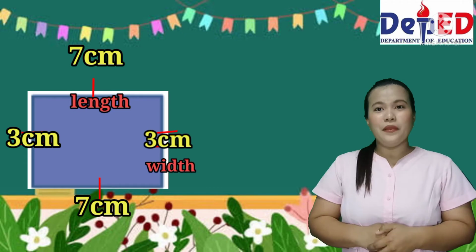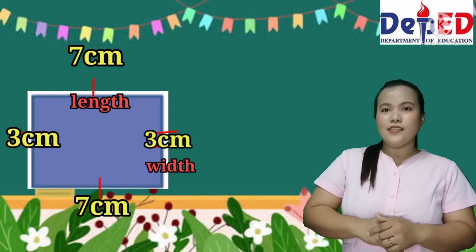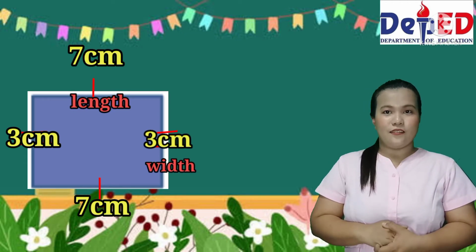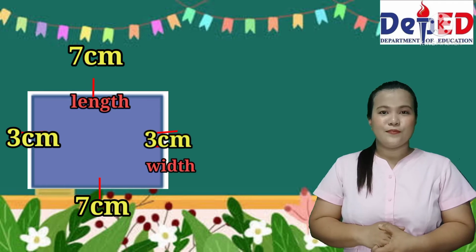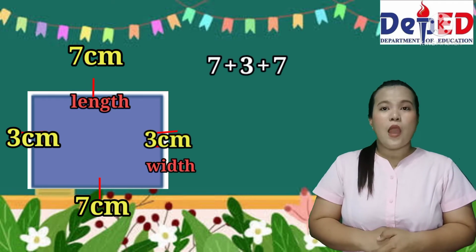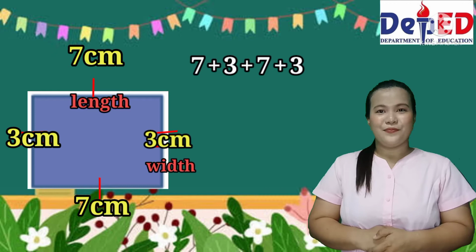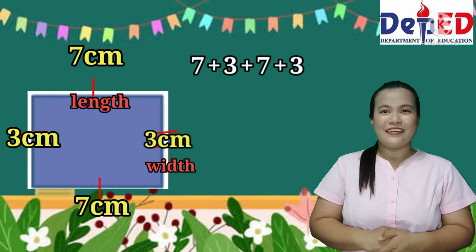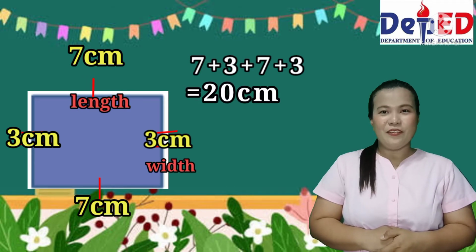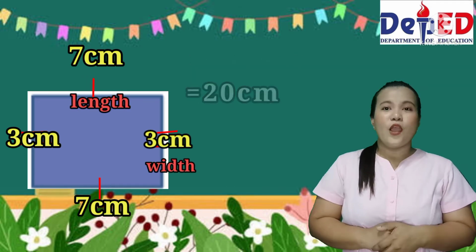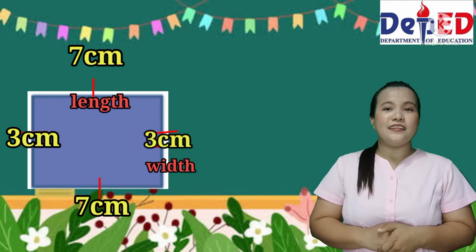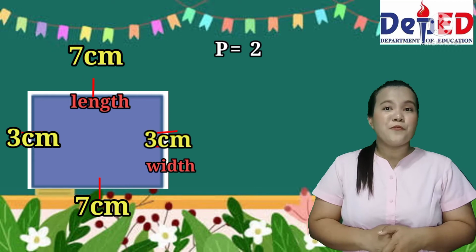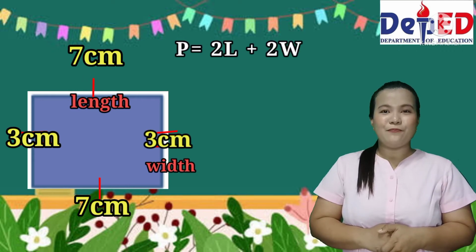In getting the perimeter of the rectangle, we need to add all the sides of it. So 7 plus 3 plus 7 plus 3, we have 20 centimeters.